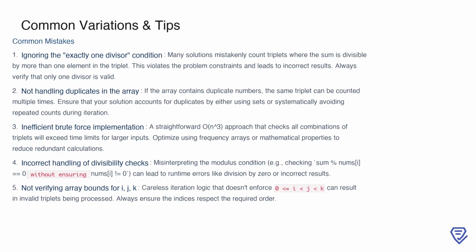Finally, don't overlook array bounds. Your iteration logic must respect the requirement that indices i, j, and k satisfy 0 less than or equal to i less than j less than k to avoid processing invalid triplets.